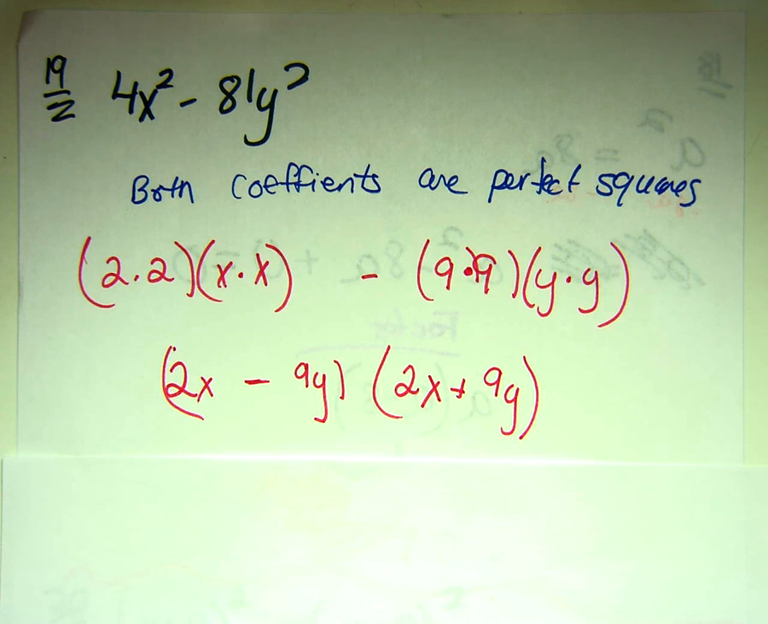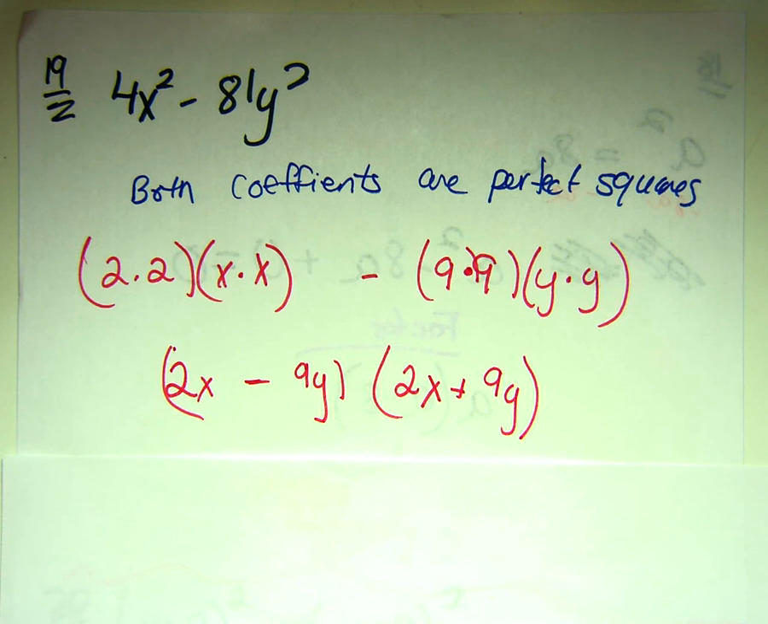Now here's what I mean by perfect squares. What gives you 4? 2 times 2. What gives you 81? 9 times 9. So that's where you see these from. Also, the variables are perfect squares because you have x times x and then you have y times y. So this is how I broke it down right here. So the perfect squares are right here. So 4 is 2 times 2. 81 is 9 times 9.